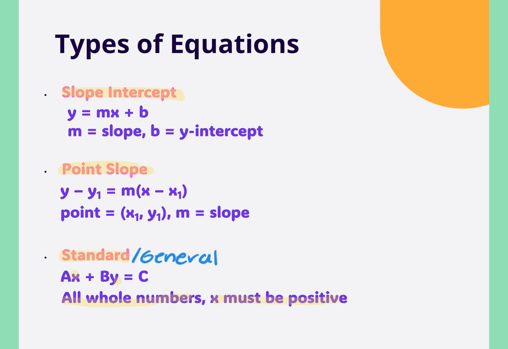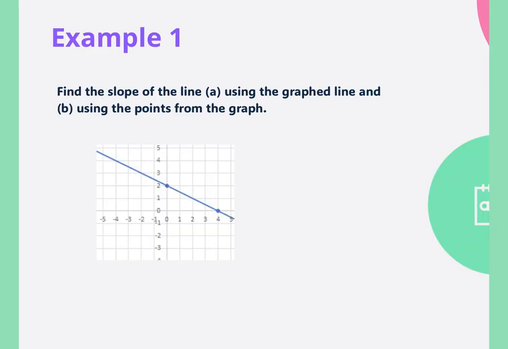Do we remember all 3 of these? Any questions so far? All right, so example 1 literally says, find the slope of the line by using the graph line and by using points in the graph. So two different methods to find the same answer.